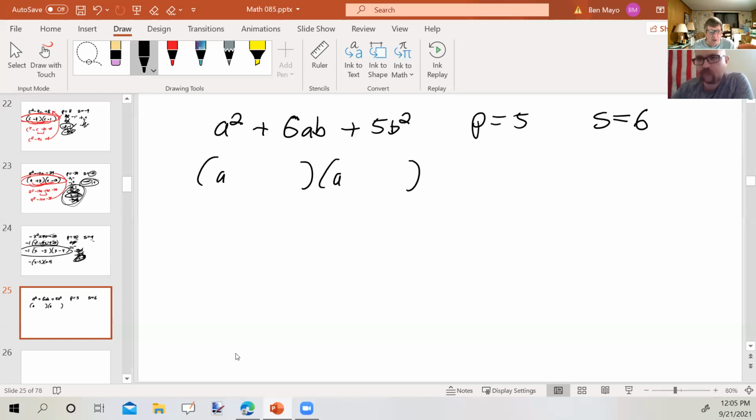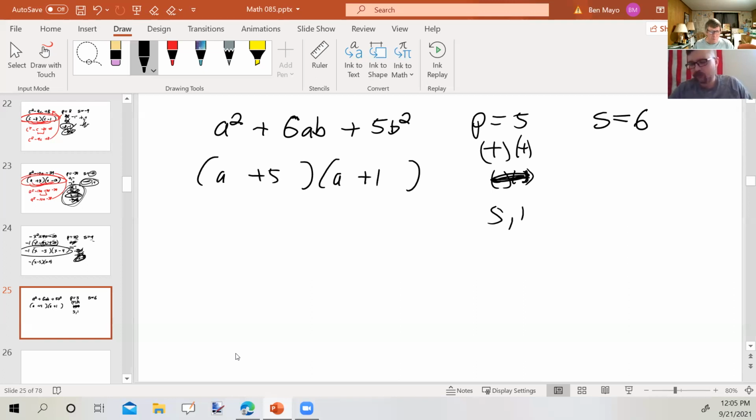To get a positive product, it's got to be positive times positive or negative times negative. But the sum is positive, so it's got to be 2 positive factors. Okay. So how about 5 and 1? Oh, 5 times 1 is 5. 5 plus 1 is 6. So plus 5 plus 1.